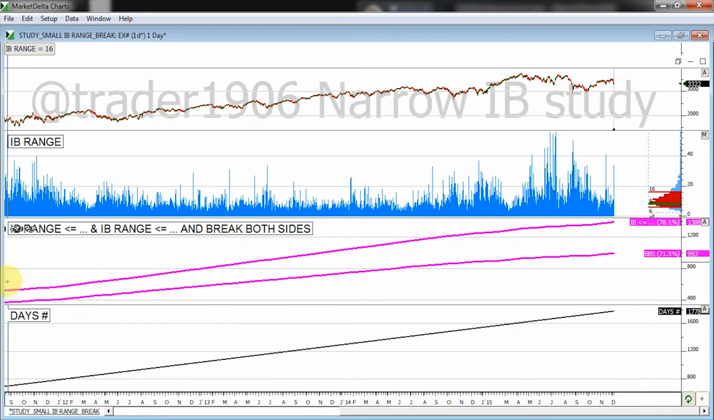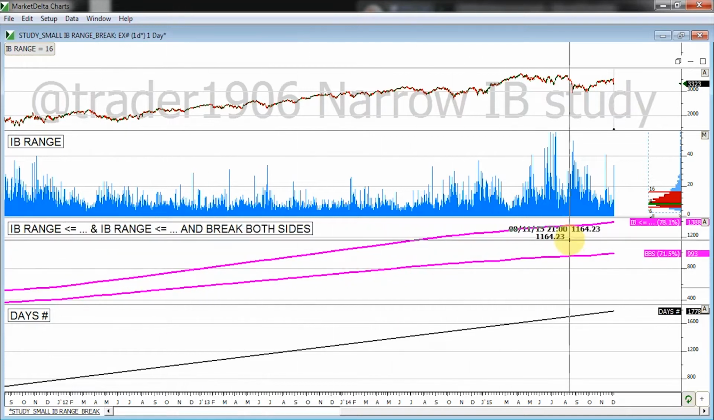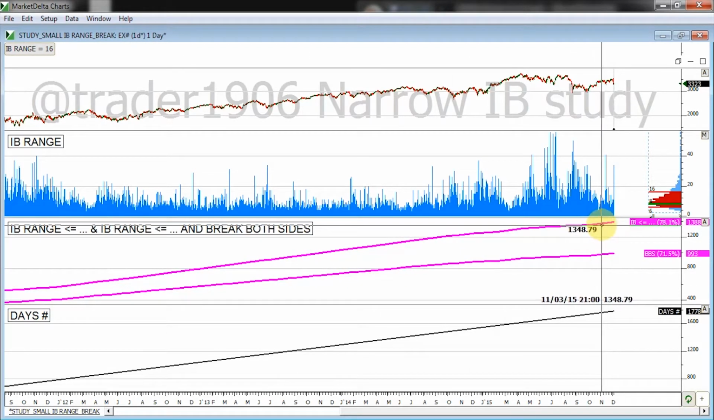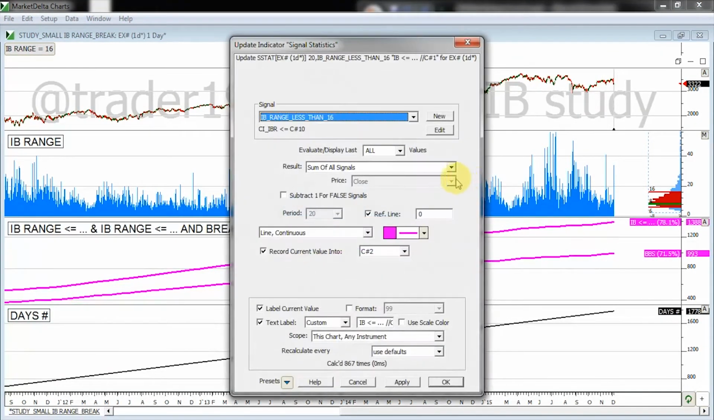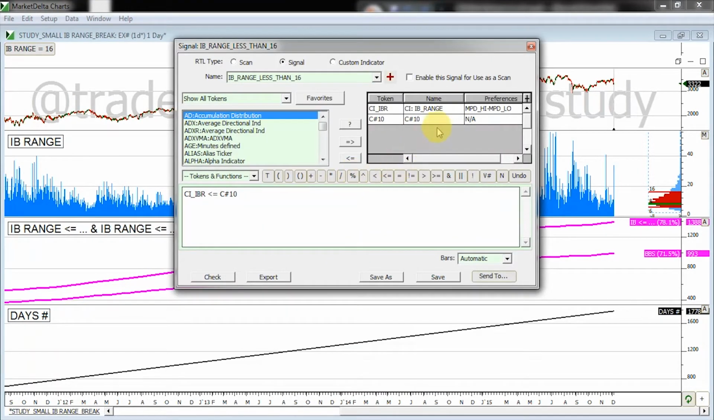First off, this top pink line is what it looks at to say, was there an IB of 16 ticks or points or less? And I'll just show you that there. So it's basically taking the... and I can share these definitions for anyone that has Market Delta, so you can run this on your own platform, and you can also pull it apart and see how it's constructed.